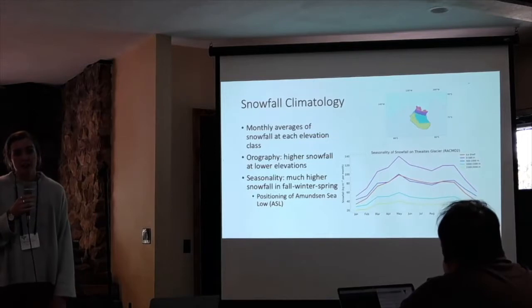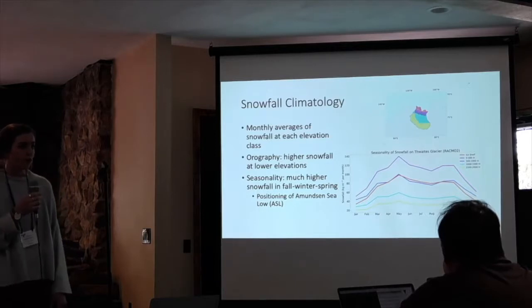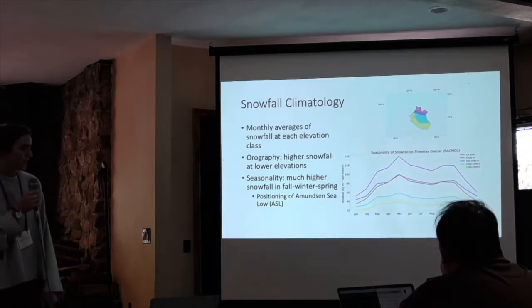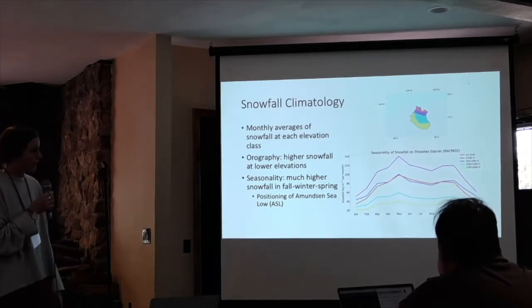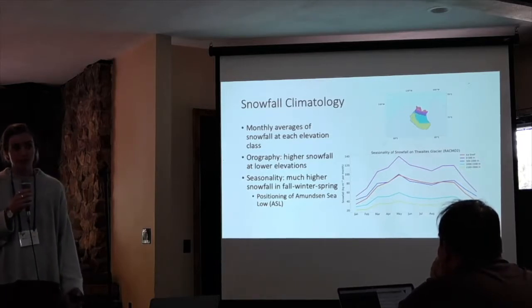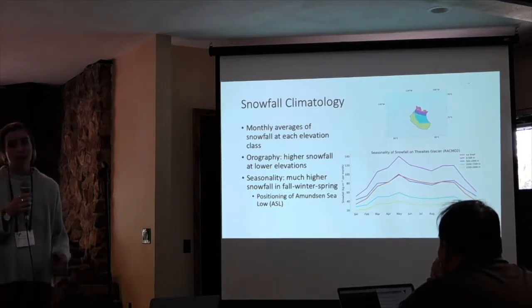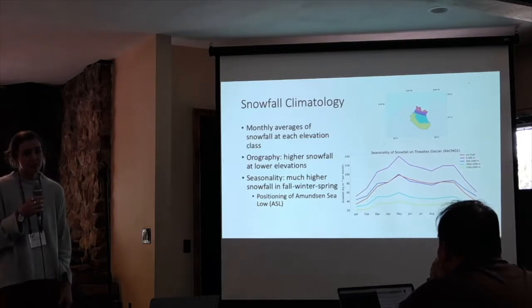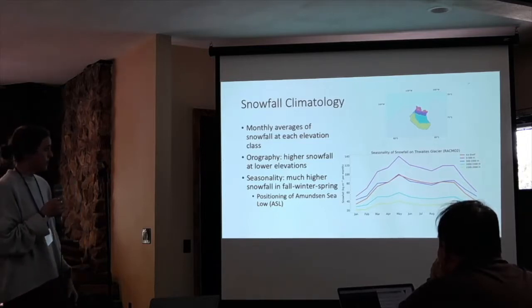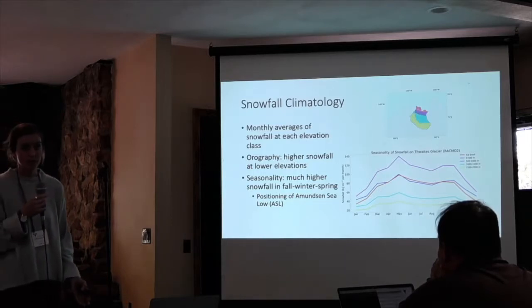So we can look at how this affects the climatology of snowfall on Thwaites. If we take the monthly averages of snowfall at 5 different elevations on the glacier from a period of 1980 to 2015, we see 2 distinct features. First of all, there's much more snowfall at the lower elevations on Thwaites than at the higher elevations. So we see more snowfall close to the coast and less as we move towards the interior. The other feature we see is that there's distinct seasonality to the snowfall on Thwaites as well. So we see much higher snowfall in the fall, winter, and spring seasons than we do in the summertime.